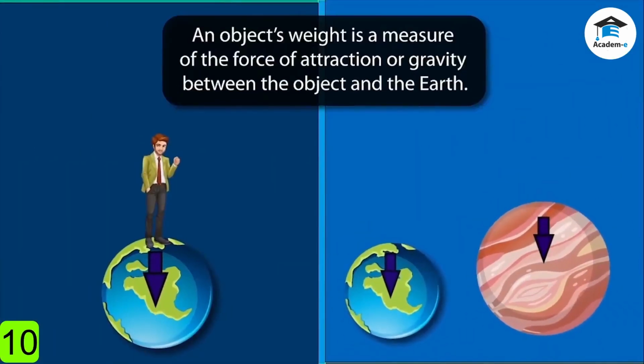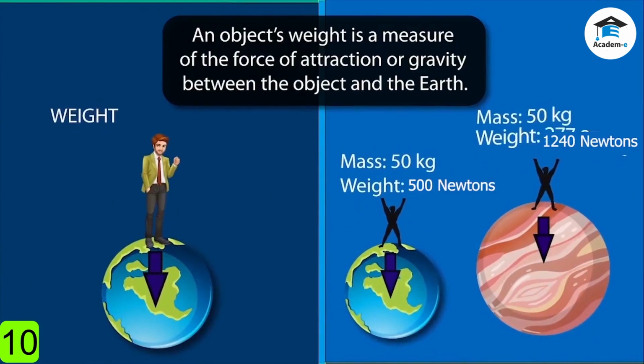Many people are oftentimes confused in using the word weight when they actually mean mass. An object's weight is a measure of the force of attraction or gravity between the object and the Earth. In the metric system, Newton is the unit to measure the force of attraction. You would weigh less on the Moon because it has less gravity. You would be a lot heavier on Jupiter because it has more gravity.